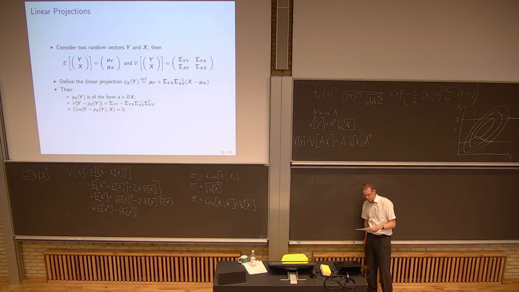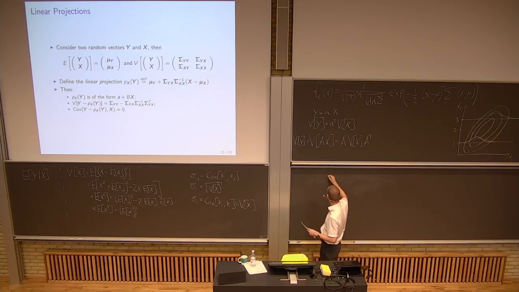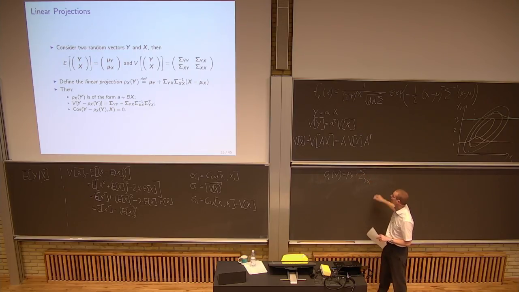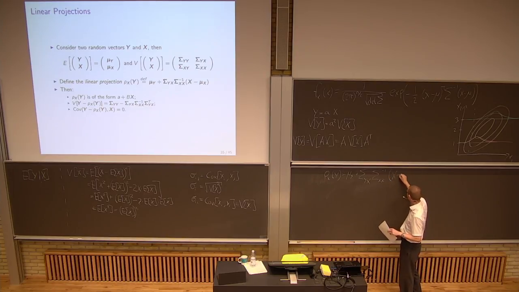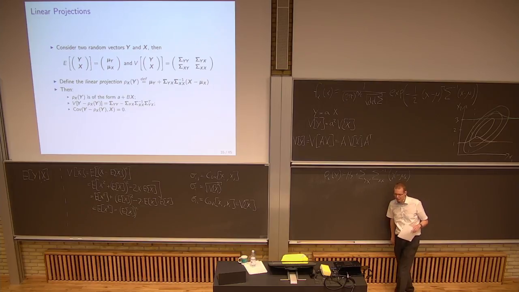So if we just recap the definition, rho of y on x equals mu y plus sigma yx, sigma xx inverse, times x minus mu x. That's the definition of the linear projection.